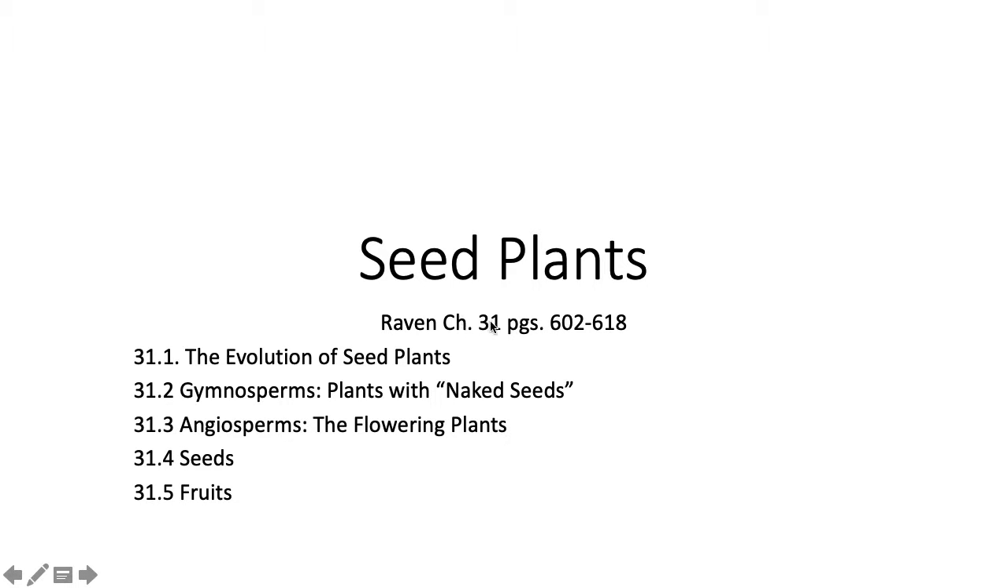Okay, so seed plants, chapter 31. I'm going to talk about the evolution of seed plants. We'll get to gymnosperms and the four kind of phyla that are underneath gymnosperms. And then hopefully we get to angiosperms, which are the flowering plants. And then probably tomorrow we'll finish it with seeds and fruits.